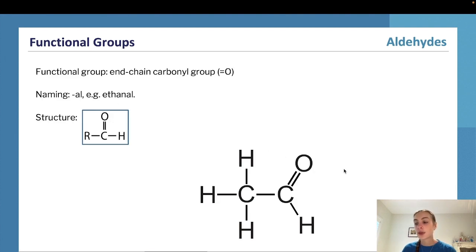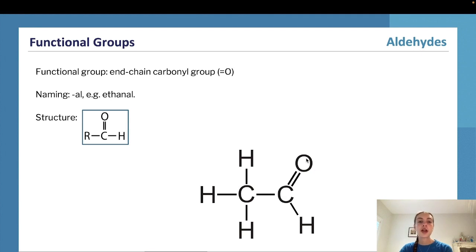The next class of molecules we can look at is aldehydes. Aldehydes have what we know as the end chain carbonyl group, that being a double bonded oxygen. Our example for these is ethanal. Ethanal is this molecule here down the bottom, where we can see we've got 2 carbons, making that the ethane part of the name. Then instead of having 3 hydrogens on the second carbon in the chain, we've got a double bonded oxygen instead. That end chain carbonyl group means the double bonded oxygen group.